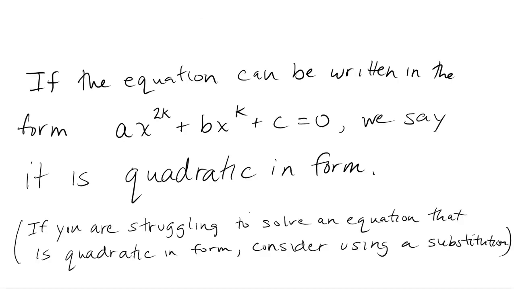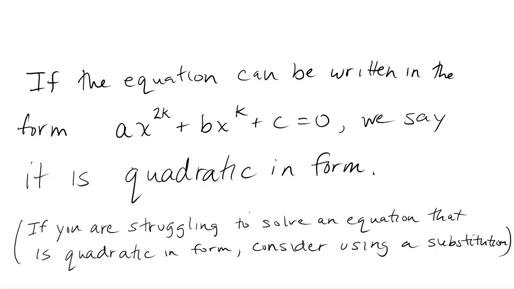First, what do I mean by an equation that's quadratic in form? If the equation you're working with can be written in the form ax to the 2k plus bx to the k plus c equals 0, we say that it is quadratic in form. Well, that clears everything up, right? Nothing makes things clearer than a bunch of math symbols.